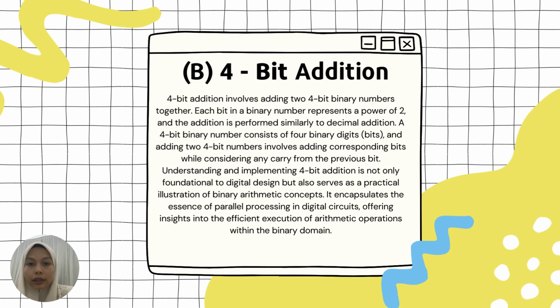4-bit addition involves adding two 4-bit binary numbers together. Each bit in a binary number represents a power of 2, and the addition is performed similarly to decimal addition. A 4-bit binary number consists of 4 binary bits, and adding two 4-bit numbers involves adding corresponding bits while considering any carry from the previous bit.